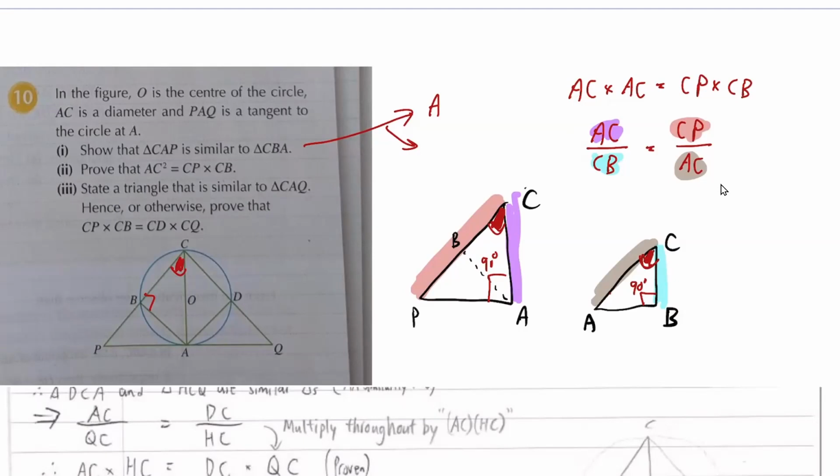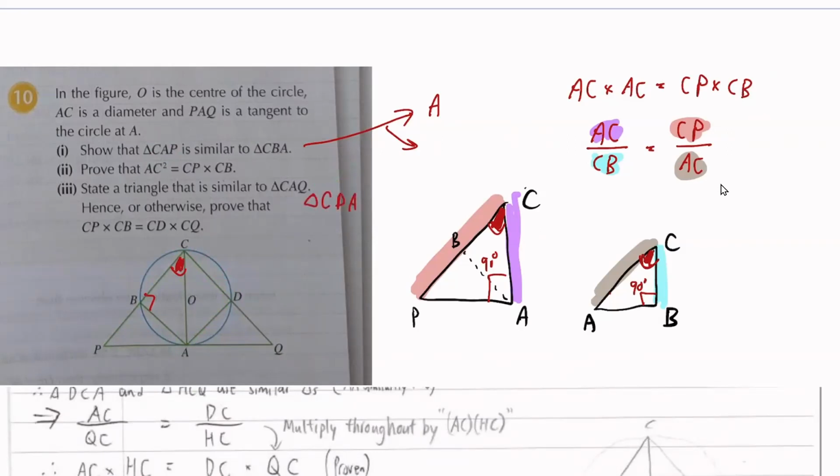Okay, good. So for part 3, state a triangle that is similar to triangle CAQ. Do you see that there's a sort of mirror image going on here? The left half and the right half. Yeah, exactly. So CAP was similar to CBA, right? Similarly, CDA. Exactly, CDA. That's the first part done already.